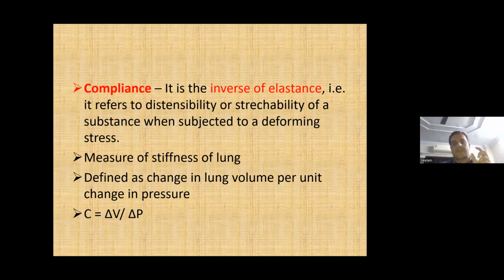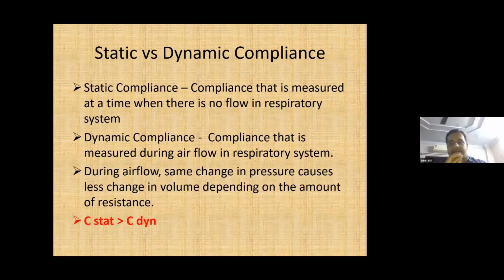Whereas if I am studying how much is the tendency of that balloon to come back to its collapsed form, then I'm studying its elastance. So both of them are opposites. Compliance is a measure of the stiffness of the lung. It is defined as change in volume per unit change in pressure. We write it as delta V by delta P, that is change in the volume per unit change in pressure. Then there is something called static compliance and dynamic compliance.